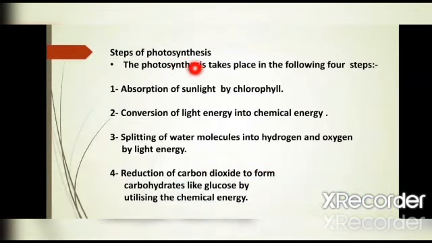Steps of photosynthesis. The photosynthesis takes place in the following 4 steps: absorption of sunlight by chlorophyll, conversion of light energy into chemical energy, splitting of water molecule into hydrogen and oxygen by light energy, reduction of carbon dioxide to form carbohydrate like glucose by utilizing the chemical energy.